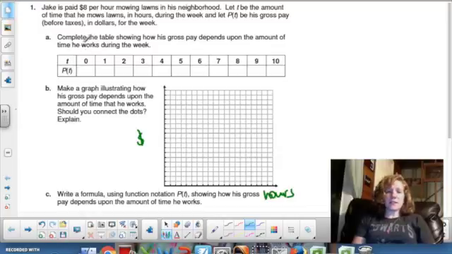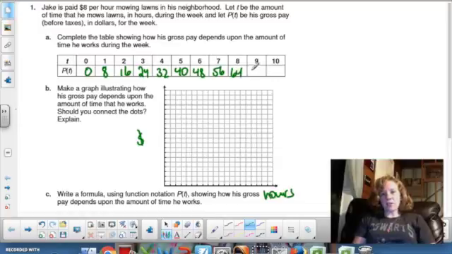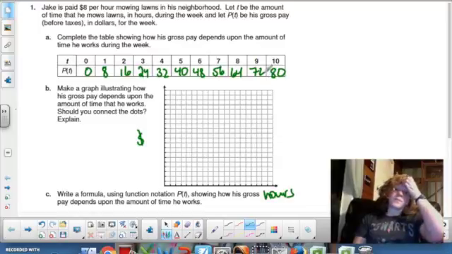But the first thing I'm asked to do is complete the table showing his pay depending on the amount of time he works. So if he works 0 hours, then obviously he's going to get $0. If he works 1 hour, the problem tells us he's getting $8. If he adds an extra hour, then that's going to add an extra $8. And then I'm going to add another $8 and another and another. And I can fill in this whole table by just continuing to add $8 along the way. So I'm saying 72 plus 8, and I get 80.